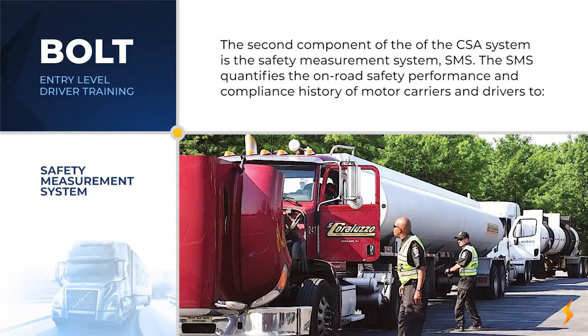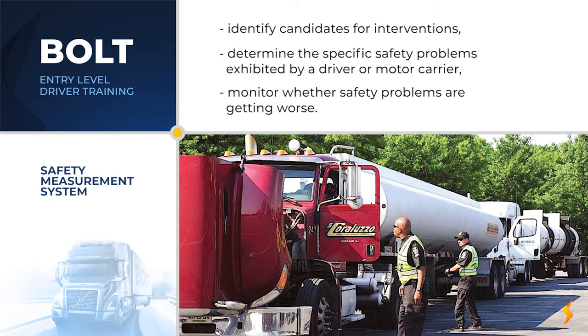The second component of the CSA system is the Safety Measurement System, SMS. The SMS quantifies the on-road safety performance and compliance history of motor carriers and drivers to identify candidates for interventions, determine the specific safety problems exhibited by a driver or motor carrier, and monitor whether safety problems are getting worse.